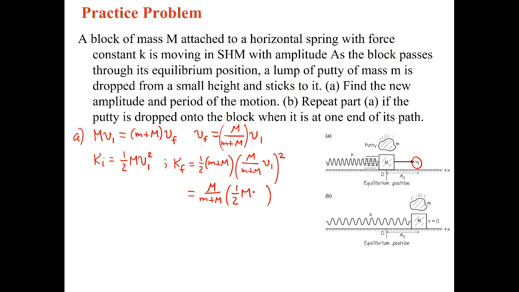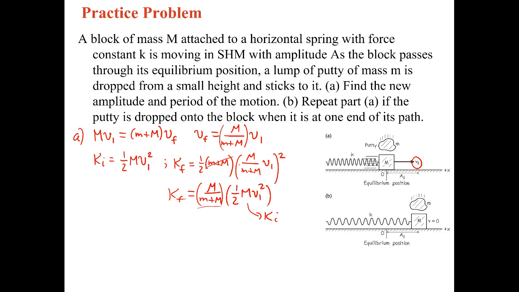Now this is going to reduce down to big M over little m plus M times 1/2 big M v1 squared. The reason that this worked is the 1/2 kind of went in here, and we had M squared over little m plus big M squared, and one of those canceled out with this guy here, and the other one came down here. Okay, now we notice that this 1/2 M v1 squared is K initial, so K final is this fraction times K initial.